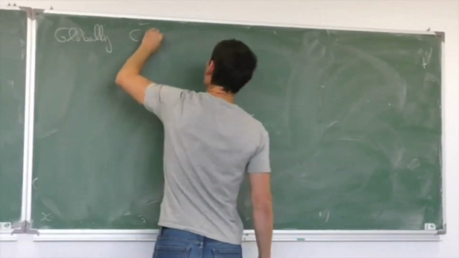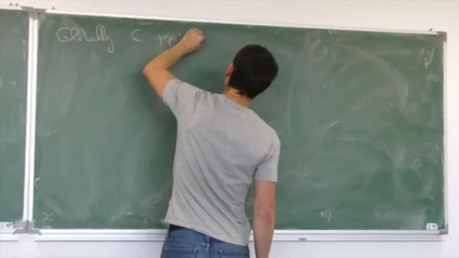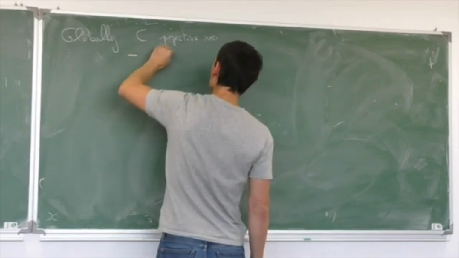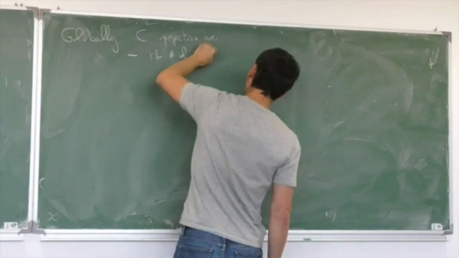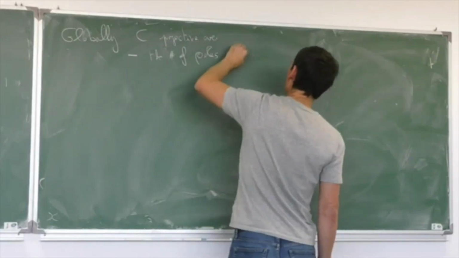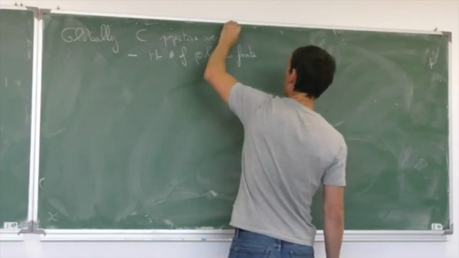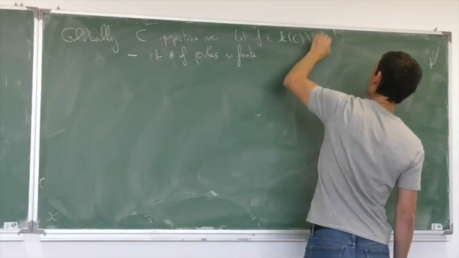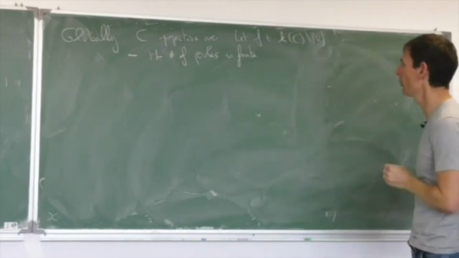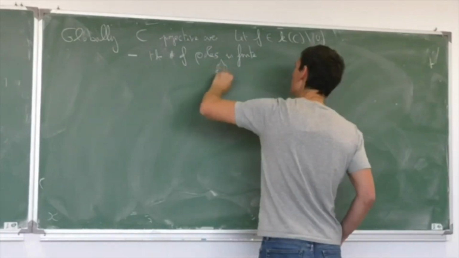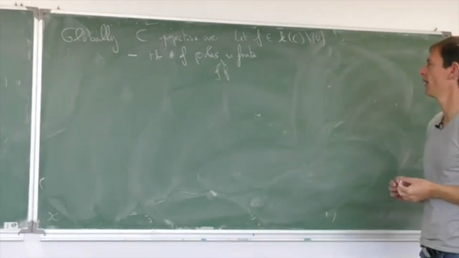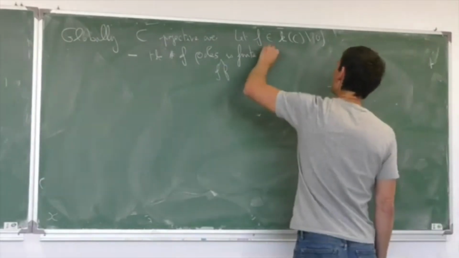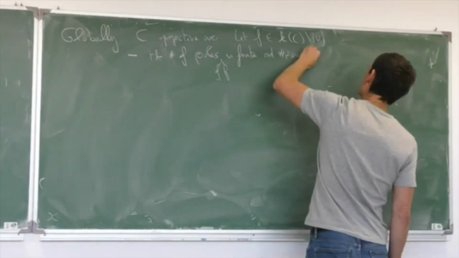So for C a projective curve, the first thing is that the number of poles is finite. So let F be a non-zero element in k(C). Then the number of poles of F is finite, and if you apply the same argument to 1 over F, you see that the number of zeros is also finite.